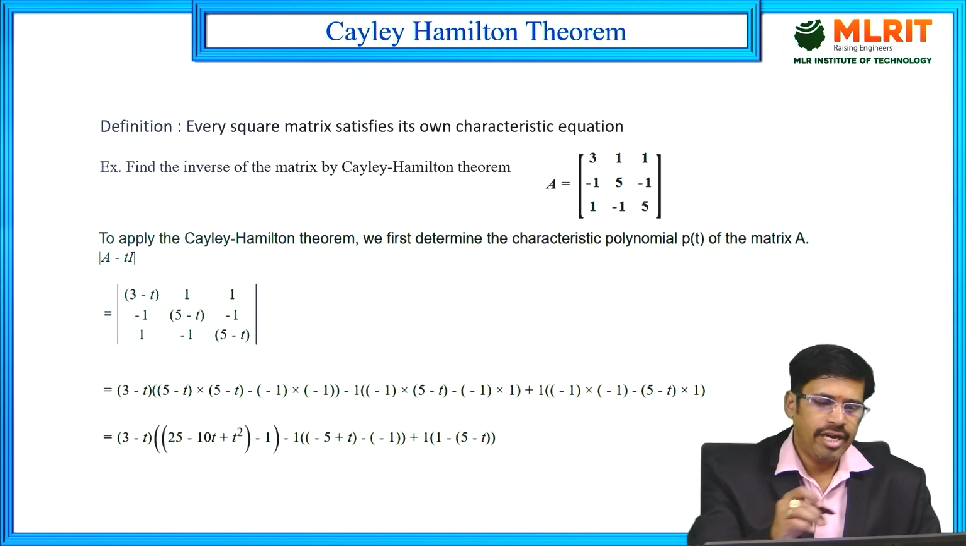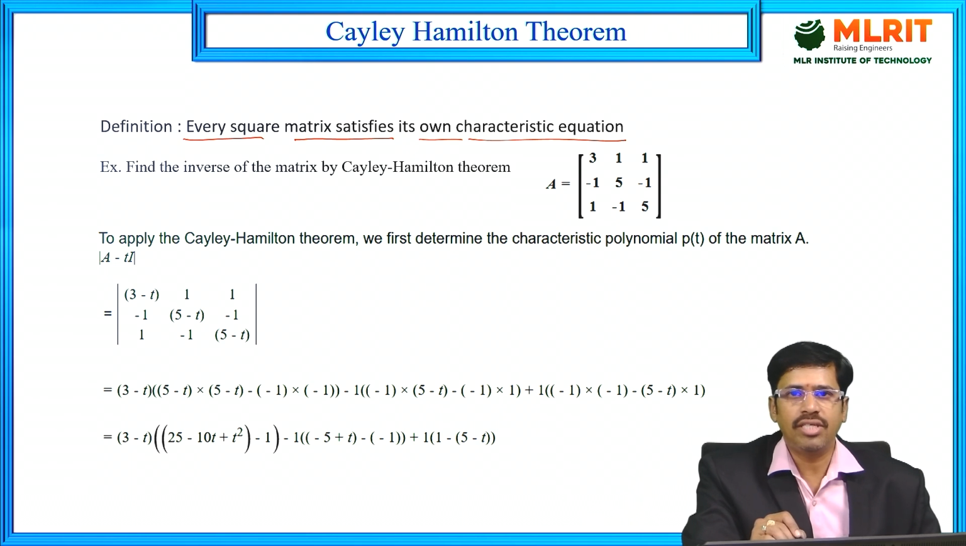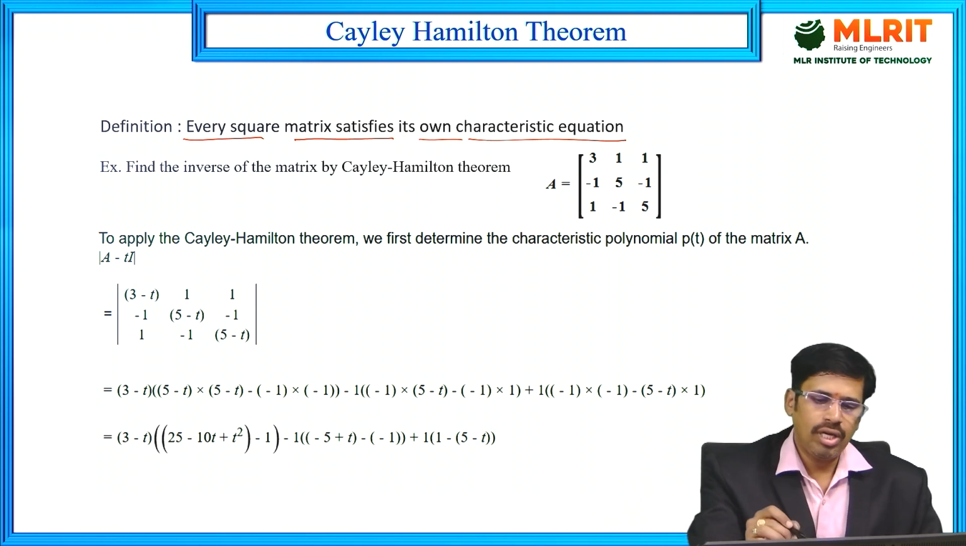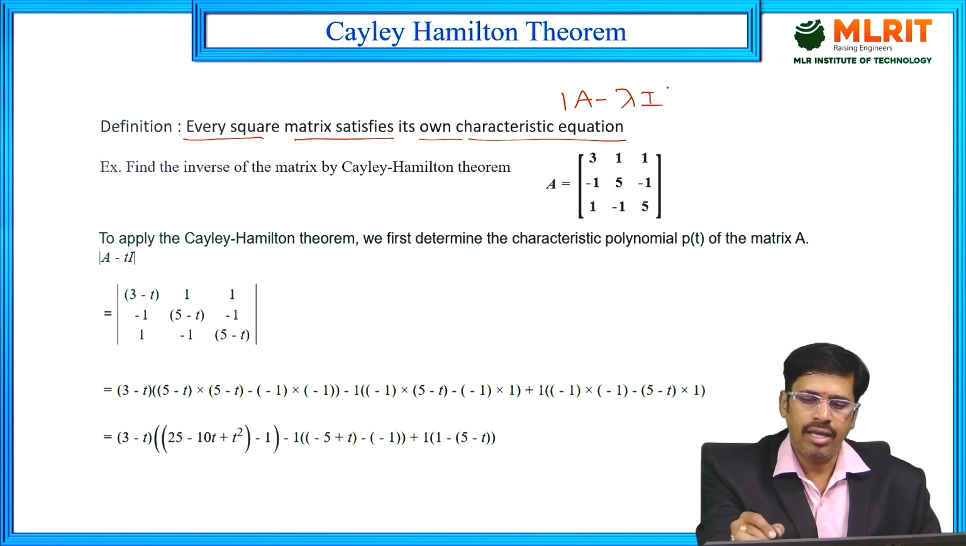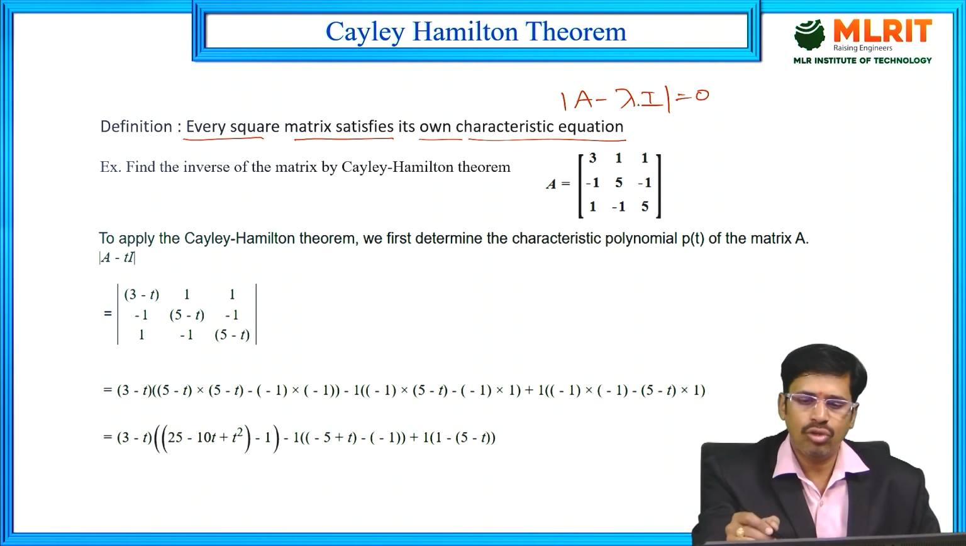So this is the statement: every square matrix satisfies its own characteristic equation. This is the statement of Cayley-Hamilton theorem. You know that the characteristic equation is denoted by determinant of A minus lambda I equal to 0. It satisfies the given matrix, meaning that after finding the characteristic equation, if you substitute the matrix in place of lambda, it must satisfy.